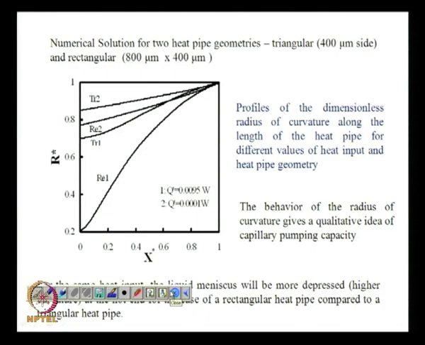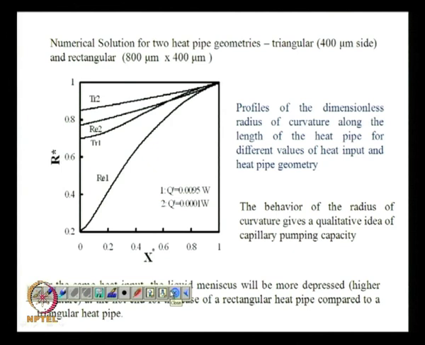So, a triangular groove will work better than a rectangular groove, since the angle is going to be less for a triangular case. This can also be verified by looking at the numerical results: for the same heat input, the change in radius of curvature of, let us say, TR1, is relatively less compared to that of a rectangular groove.